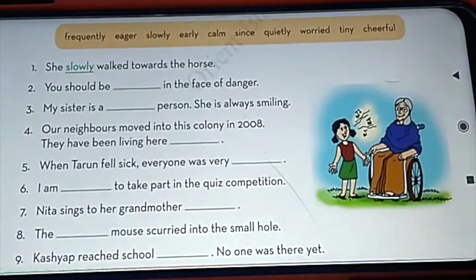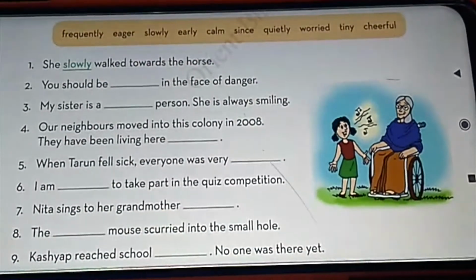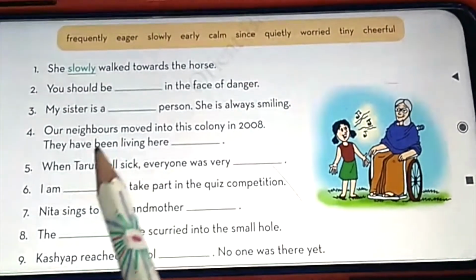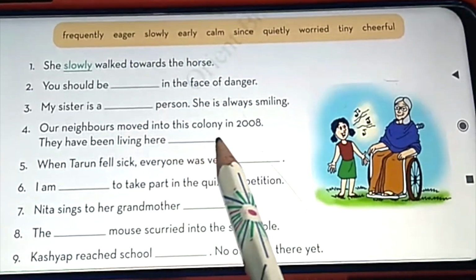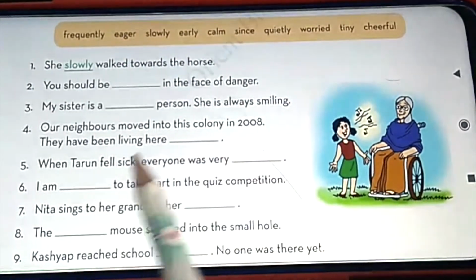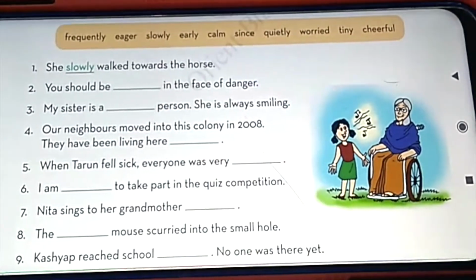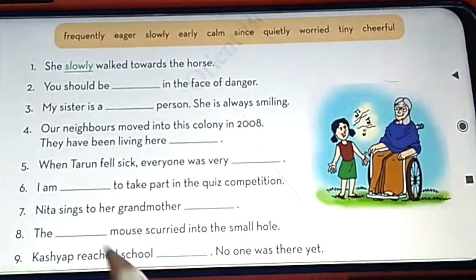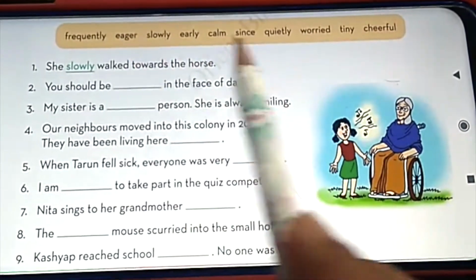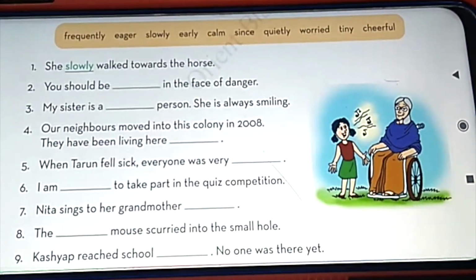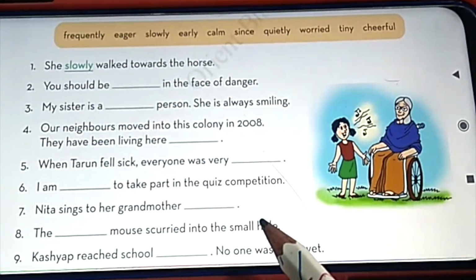Now the next one. Our neighbors moved into this colony in 2008. They have been living here dash. What will it be? Since. Okay? Since. When Tarun fell sick, everyone was very dash. What will it be? Worried. So worried will be placed here.